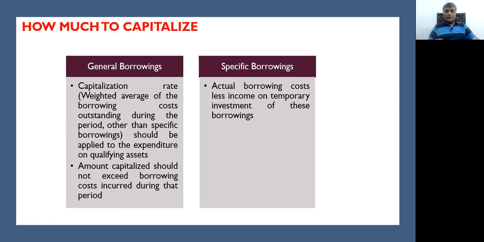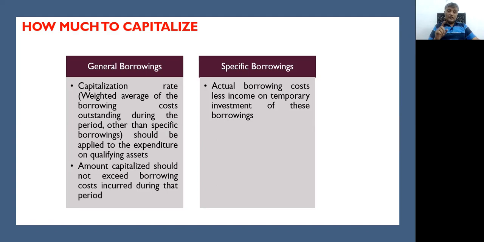Why am I reducing the temporary investment income? For example, I've got the loan from the bank, but my project has taken some time, and maybe it's going to start after 4 months only. So why keep these funds idle? I may make a temporary investment for about 4 months, and until that point of time, it may generate some income for me. So that will go to reduce the actual borrowing cost. That is in relation to a specific borrowing.